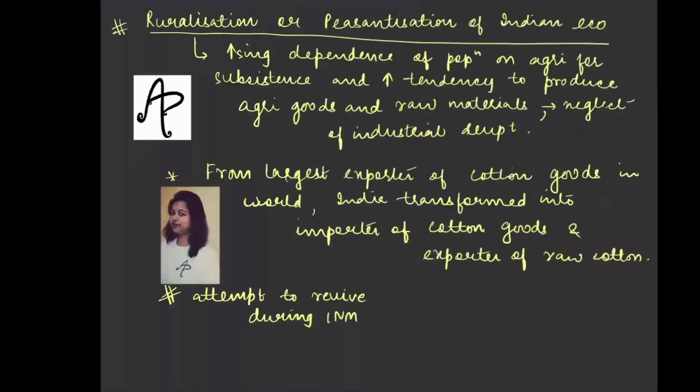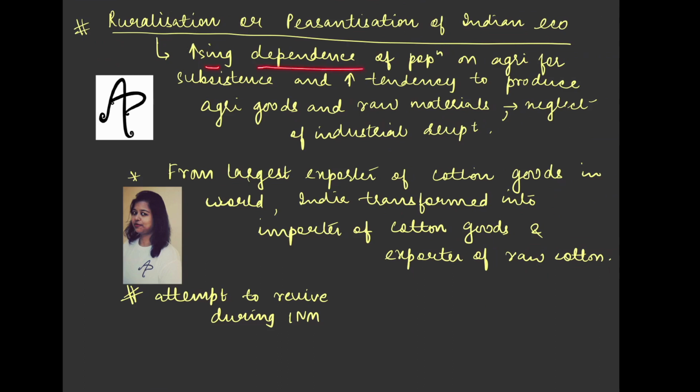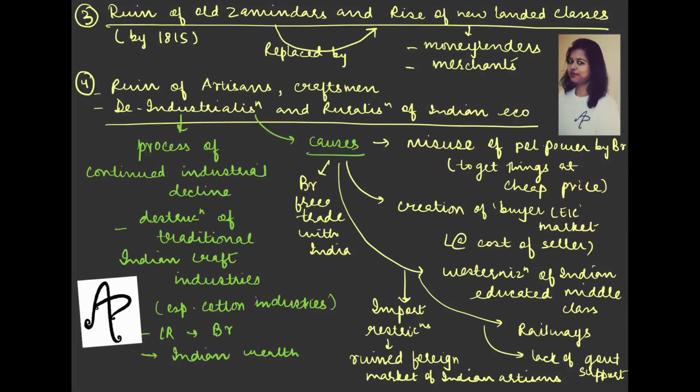What about this other feature which is called ruralization or peasantization of the Indian economy? Now see, a very very important factor that you have to remember. Now what was happening? There was of course increasing dependence of the population on agriculture for subsistence here. Anyways, agriculture was a major sector on which people were relying.